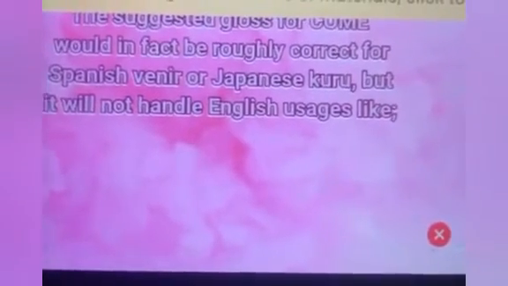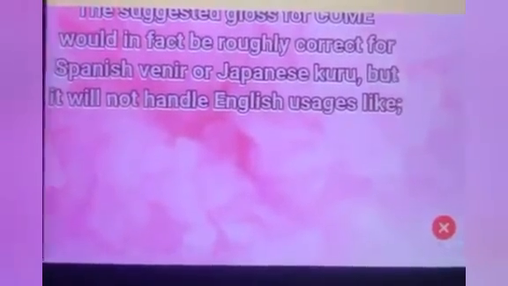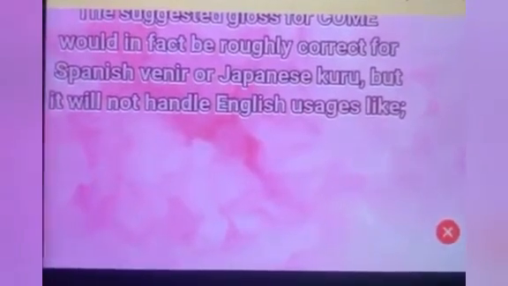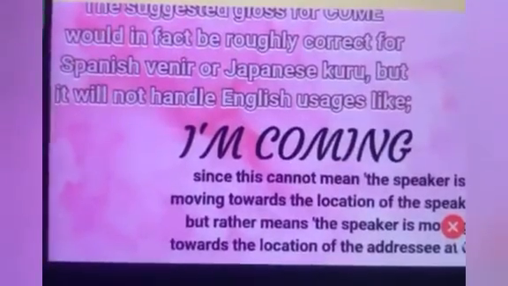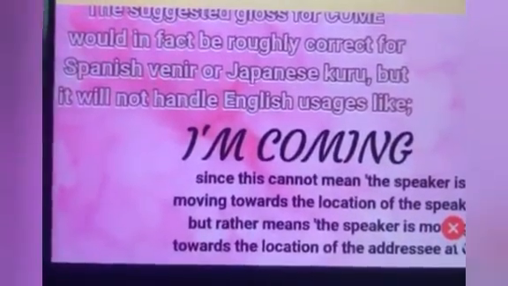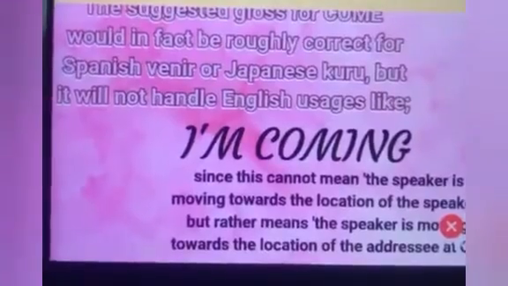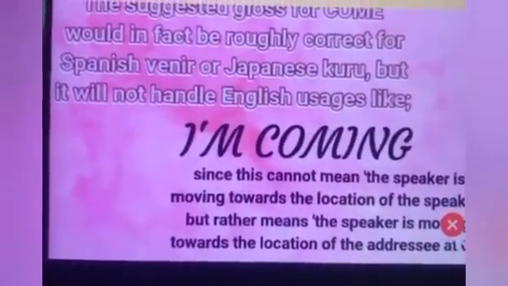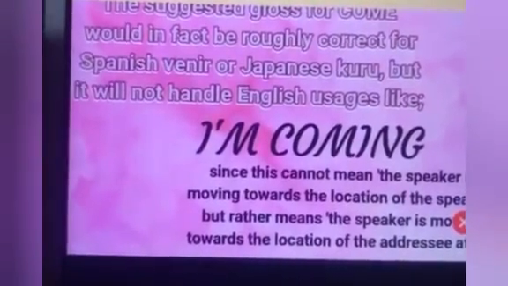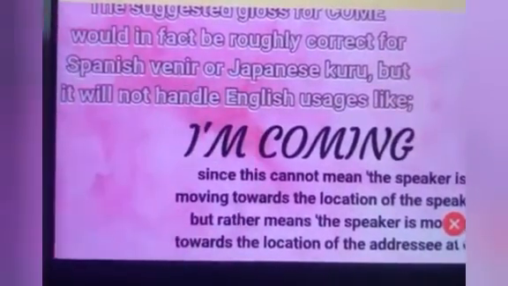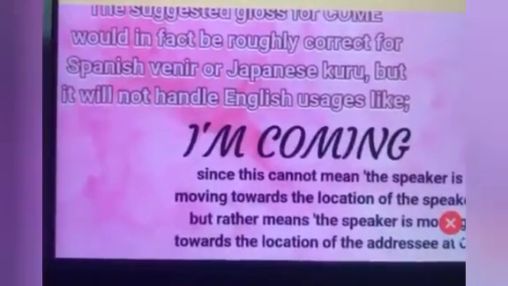The suggested gloss for come would in fact be roughly correct for Spanish venir or Japanese kuru, but it will not handle English usages like I'm coming, since this cannot mean the speaker is moving towards the location of the speaker, but rather means the speaker is moving towards the location of the addressee at CT. Such usage may have diachronically arisen from a polite deictic shift to the addressee's point of view. In Japanese, one must here say the equivalent of I go.